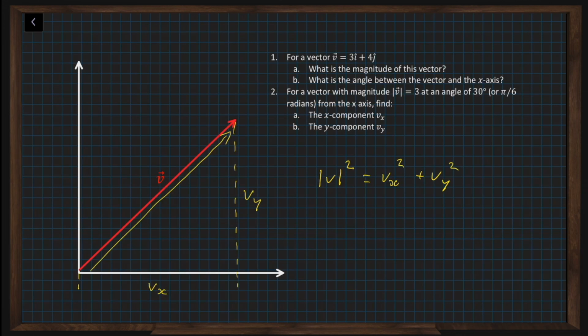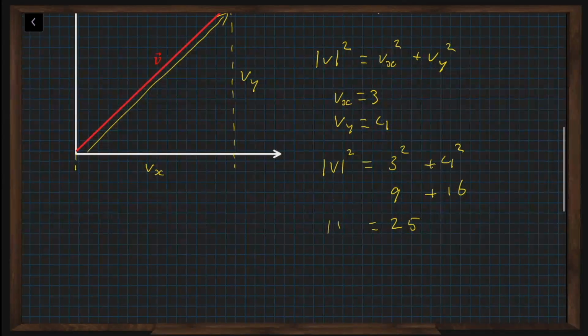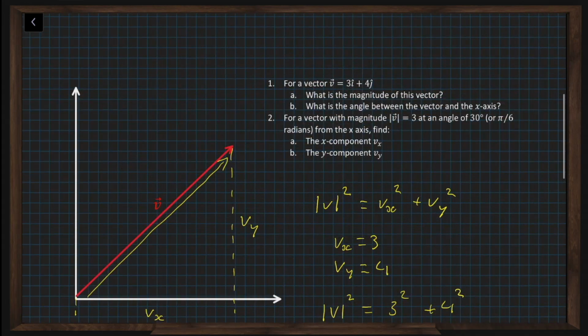Now in the question, we see that Vx is equal to 3 and Vy is equal to 4. So we substitute that in and we find that the square of the magnitude is equal to 3 squared plus 4 squared, which is 9 plus 16, which is equal to 25. So the square of the magnitude is equal to 25, and therefore the magnitude is equal to the square root of 25, which is equal to 5. So we are just going to fill that in there.